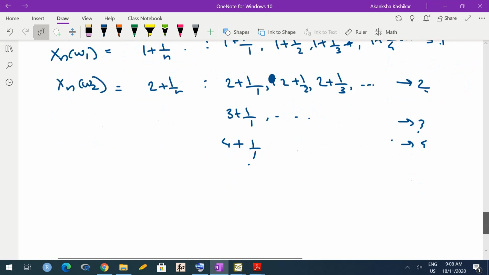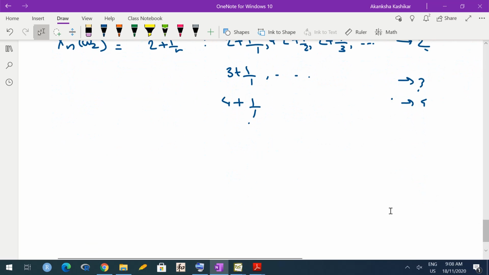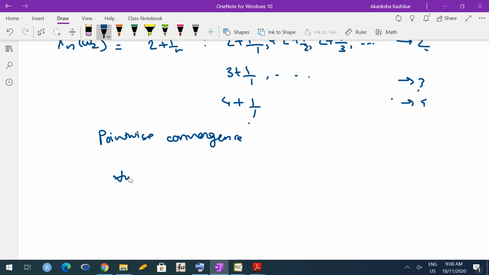So we are talking about convergence of every sequence of real numbers that is part of this collection. Hence this is known as point-wise convergence. Why? Because for every fixed omega, you can say xn of omega goes to that particular x of omega.